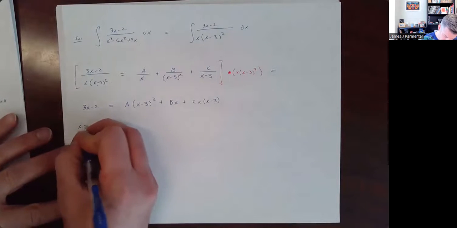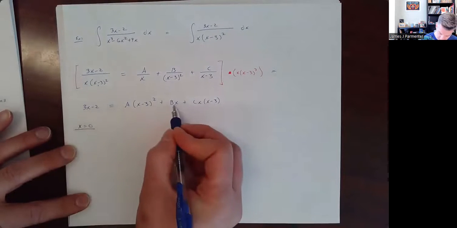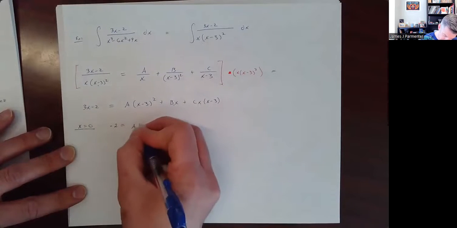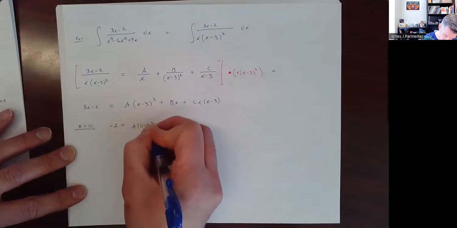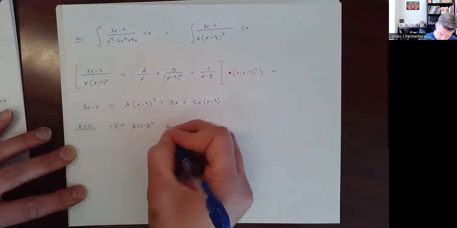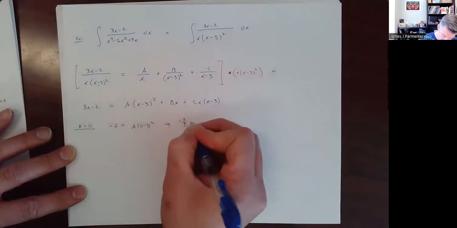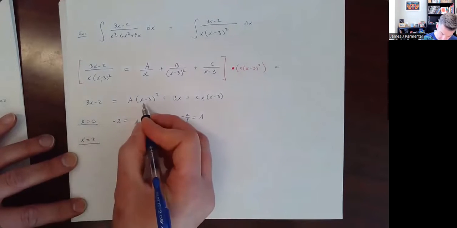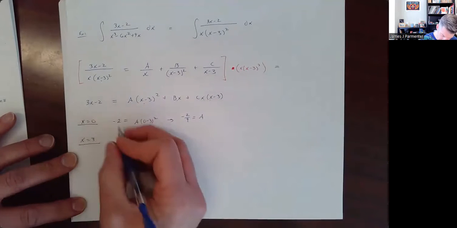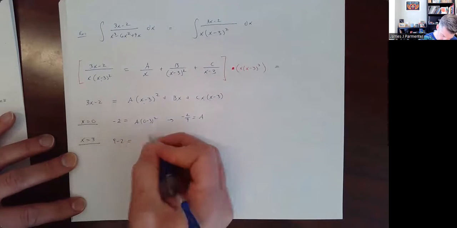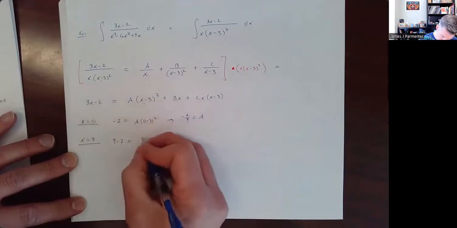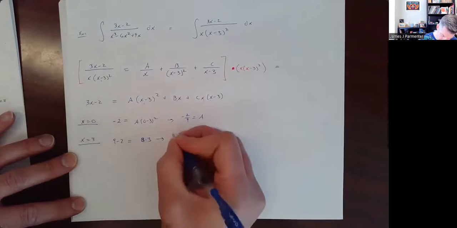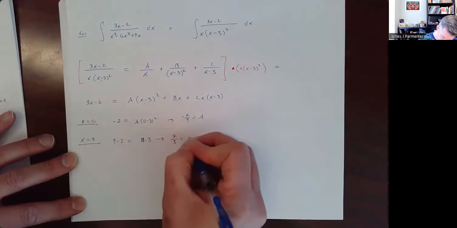Picking x equal to 0 is going to make this term 0 and this term 0. So I'm left with -2 on the left and a times 0 minus 3 squared on the right. So that's a times 9. So -2 divided by 9 is equal to a. Then we pick x equal to 3 because that's going to make this 0 and this 0. So 3 times 3 is 9 minus 2 equals a times 0 plus b times 3. So 7 over 3 is equal to b.